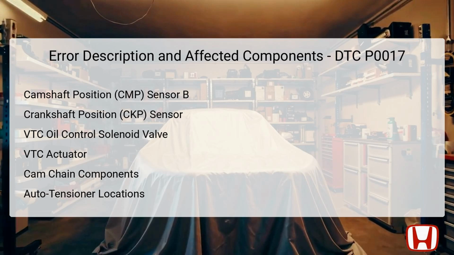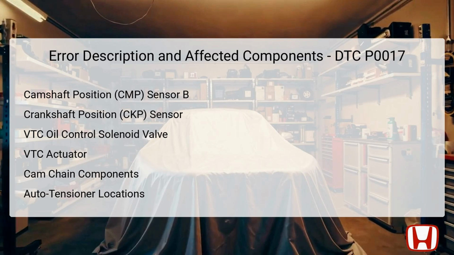Meanwhile, the CKP sensor tracks the position of the crankshaft, essential for synchronizing the engine's operation, particularly in internal combustion engines like that of the Honda Accord. Discrepancies in these readings can lead to poor engine performance and increased emissions. The VTC oil control solenoid valve is crucial as it manages oil flow to the VTC actuator, which in turn adjusts the camshaft position accordingly. This part is located near the engine and must be inspected regularly for proper function.